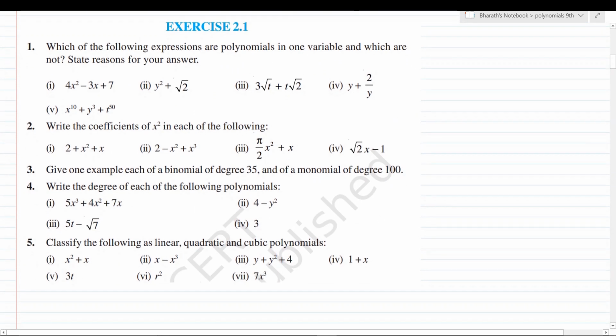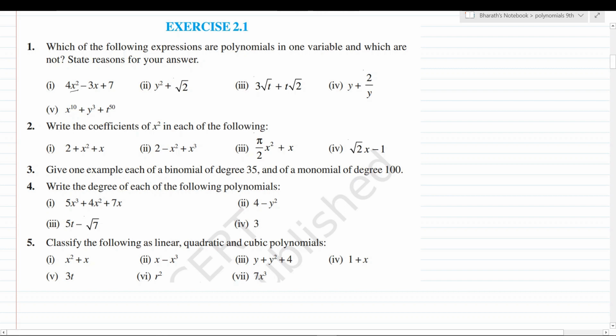Now let's start with exercise 2.1. Which of the following expressions are polynomials in one variable and which are not? State the reasons for your answer. So now let's understand the question first. One variable means there should be only one letter.